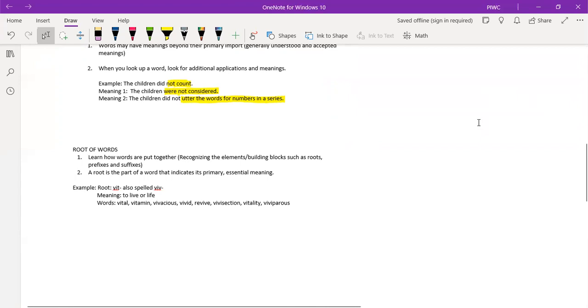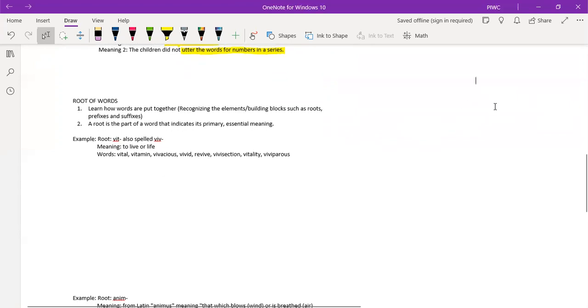So let's begin by looking at the root of words. We analyze some words, and that can help you understand or determine the meaning of certain words that are not familiar to you. So I encourage you to learn how words are put together. When you take a word, learn how the word is put together. You should be able to recognize the elements or the building blocks, such as the roots, the prefixes. Prefixes come before the word and then suffixes come after, at the end of the word, right?